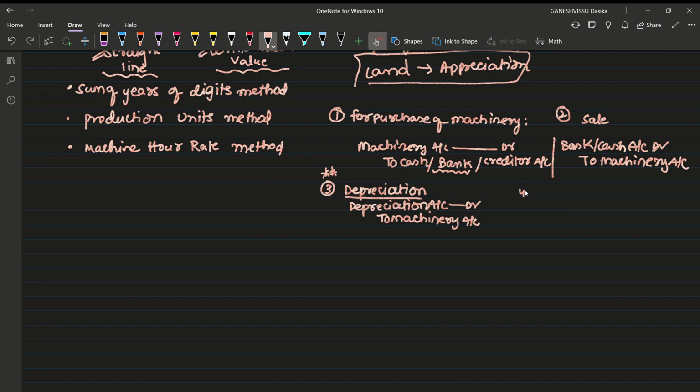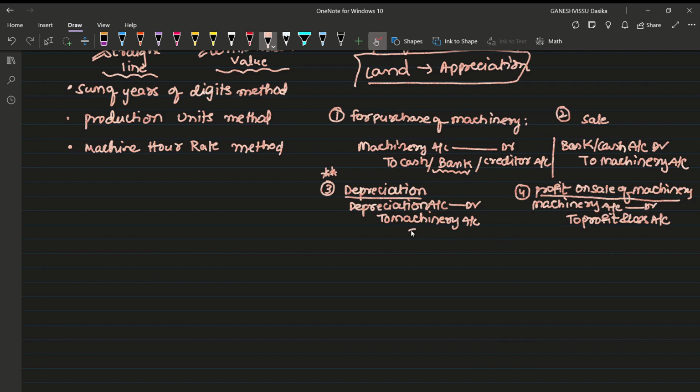When the asset has been sold, we have seen the entry. For profit on sale of machinery, it is nothing but income. If income is received by the proprietor, he is going to credit profit and loss account. So machinery account debit to profit and loss account.